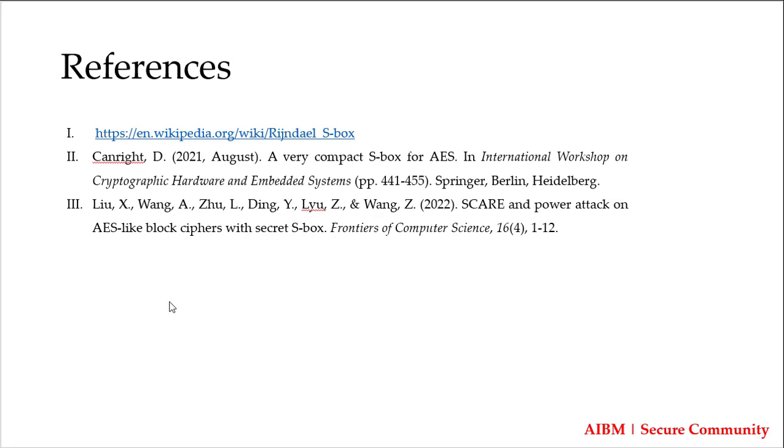Finally, we have the references. We have three important references. The first reference is from Wikipedia, which talks about the Rijndael S-box. And the last two references are from Clarivate journals, which are important journals.